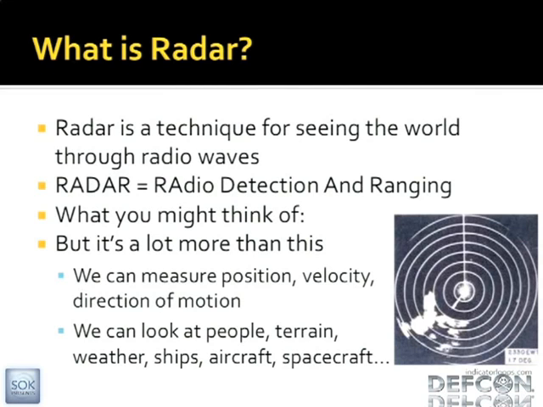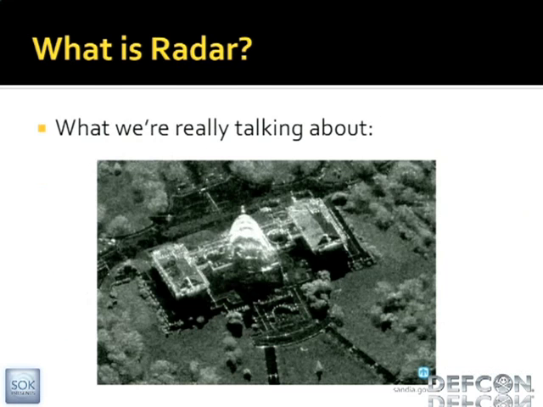Here we've got people, terrain, like land surface. You can look at foliage, weather patterns, clouds, rain, ships, aircraft, spacecraft, pretty much anything you can think of. So I'm not really talking about something like this, but what we can do today is more something like this. This is an image of the Capitol. I guess this is a Sandia radar system, but this is what synthetic aperture radar can really do with a nice system. So what we have is a 3D point cloud of the Capitol building taken from an aircraft.